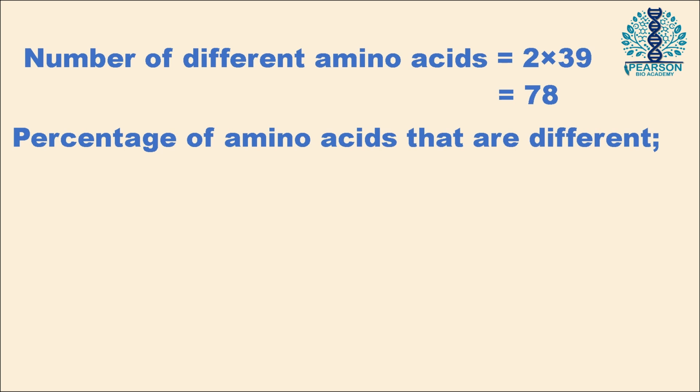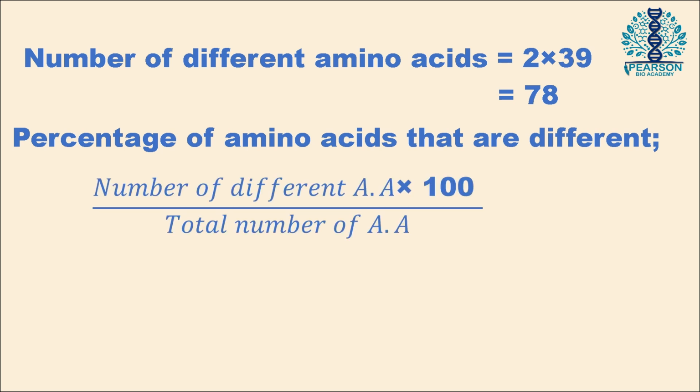Now we have to calculate the percentage of amino acids that are different. You can use this formula: number of different amino acids over total number of amino acids times 100, because we have to take the percentage. And the final formula, 78 divided by 574 times 100, equals 13.5%. So the adult hemoglobin differs by 13.5% from fetal hemoglobin.